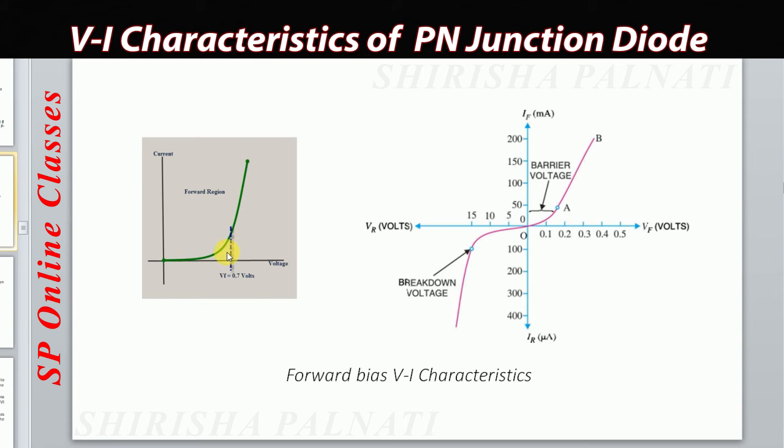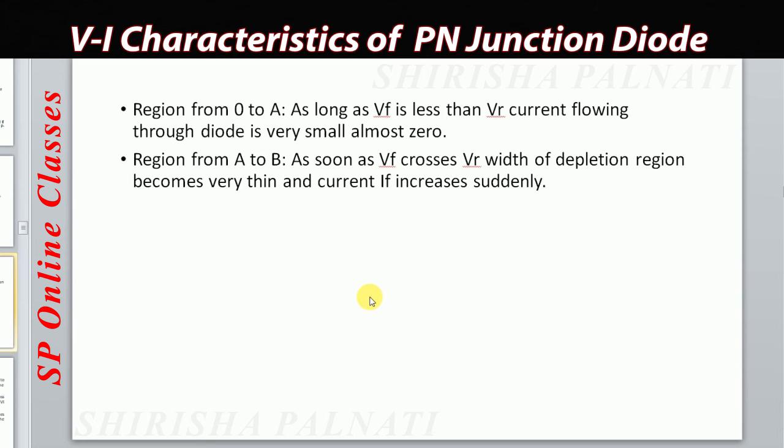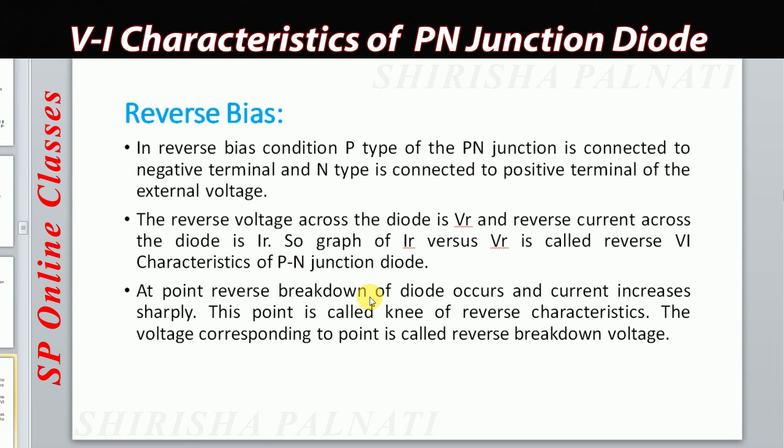So this Vf equal to 0.7 volts is also called the cut-in voltage. The potential barrier in the graph is indicated as the cut-in voltage. So this is the forward bias VI characteristics. And next, the reverse bias.